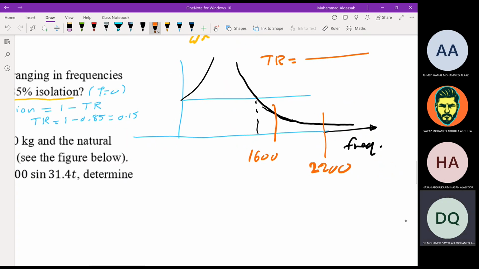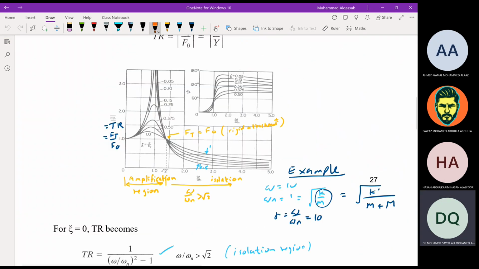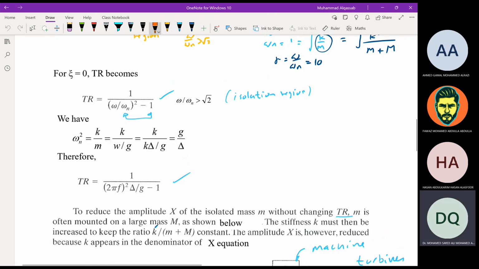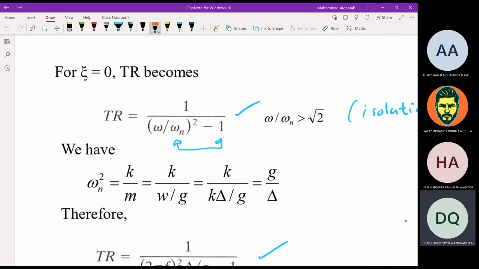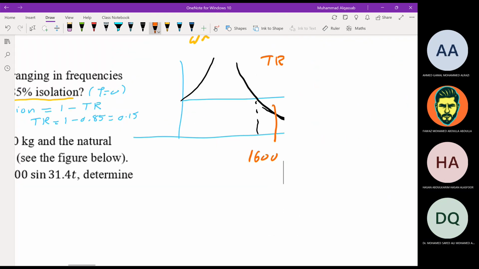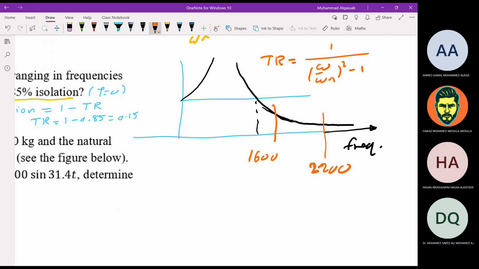it's equal to 1 over 1 minus, okay, for the isolation region, we said it is going to be 1 over omega over omega n squared minus 1. Okay, I'll just remind you of what we did last time. TR is equal to, the denominator terms are switched for z equal to 0 to get a positive value. Okay, this will be positive. And we are in the isolation region, so the range should be in the isolation region, not in the magnification region. Okay, and accordingly we will find the required delta.